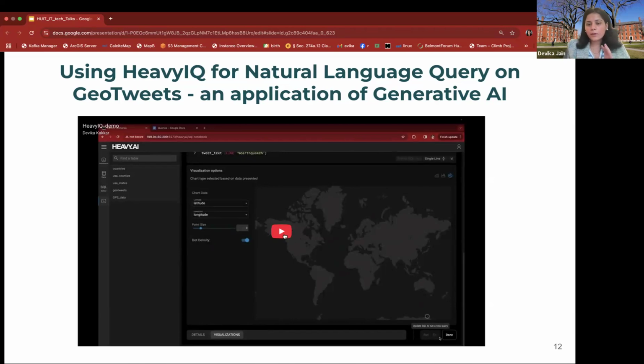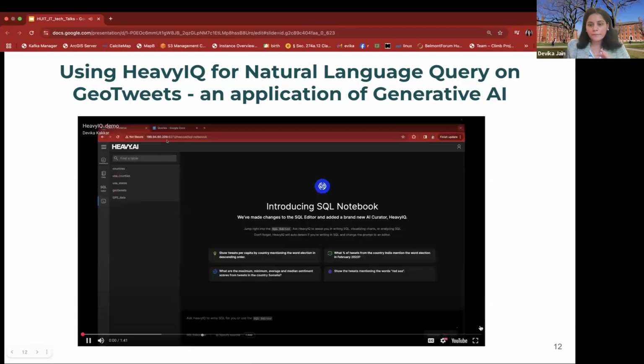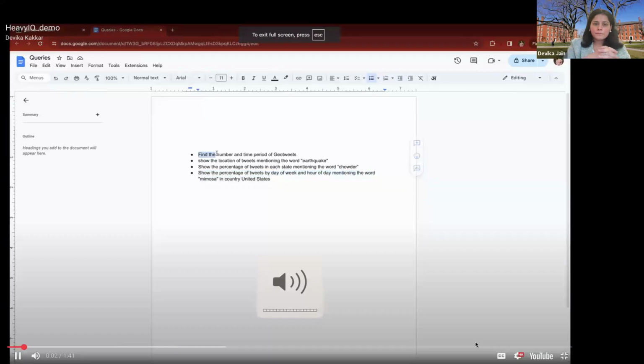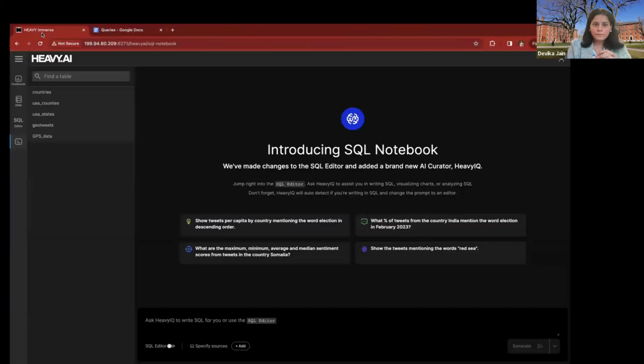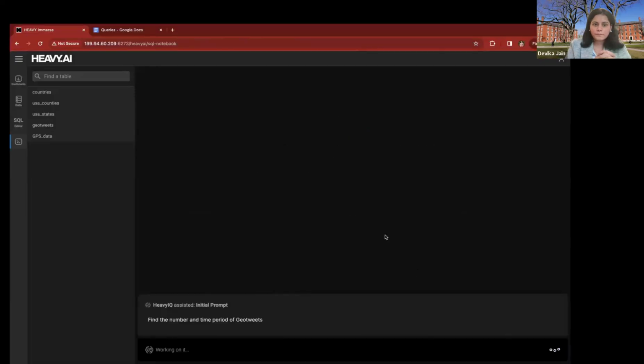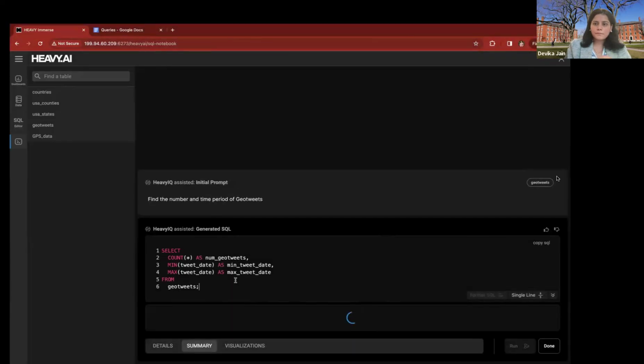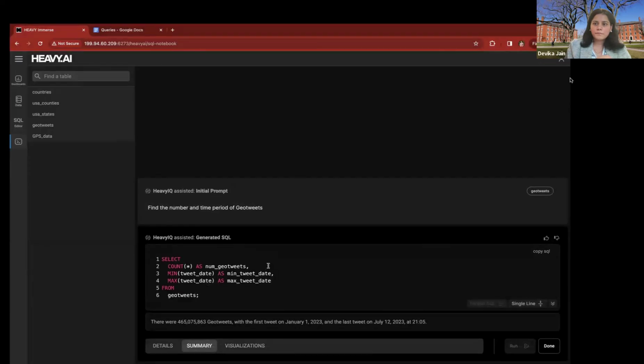Let me show you a little bit of a teaser of what we are building. It's still a work in process, but this is what we have built so far. We can ask simple queries about the statistics of the database, like find the number and time period of geotweets. It uses our initial prompt, changes it to SQL, and then gives the answer in easy to understand natural language. There are 400 million geotweets, with the first on January 1, 2023, and the last on July 12, 2023.